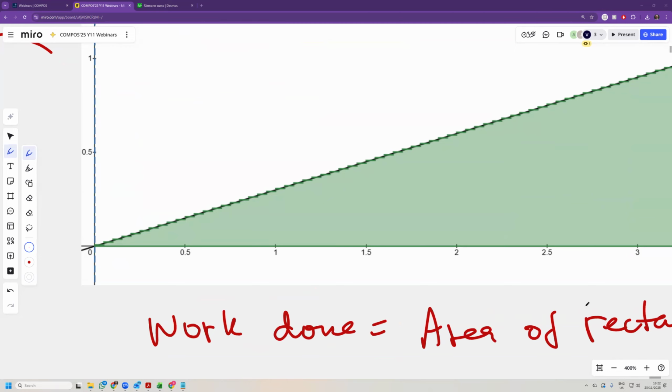Well, the further you pull, the harder you need to pull, right? If you're just starting to stretch the spring, you only need a small force. If you stretch it by more, you need more force. The more you stretch it, the more force you need.